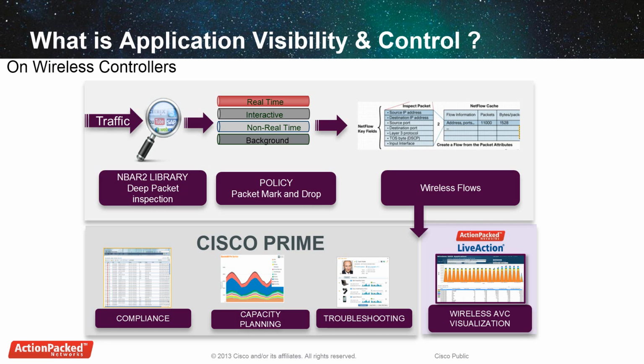So what happens is when the wireless client traffic goes from the access points to the controllers, that is where the classification happens. And depending on the policy that we apply, the application can go into a real-time, interactive, non-real-time, or background queue. And that talks about the classification and controlling the traffic using the policy engine. But in addition, we can also use Netflow to export these records from the wireless LAN controller to either the Cisco Prime, which is a Cisco management platform, or we can export it to third-party Netflow vendors like ActionPack.